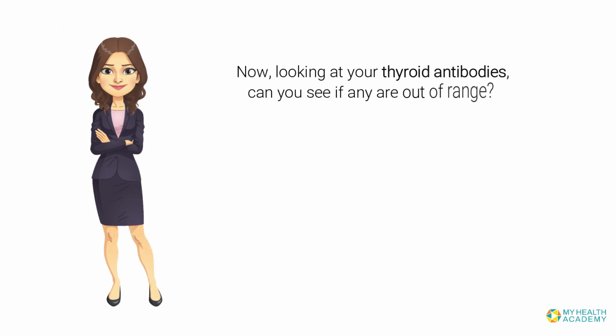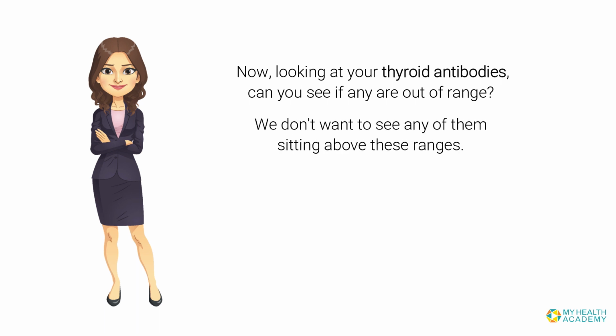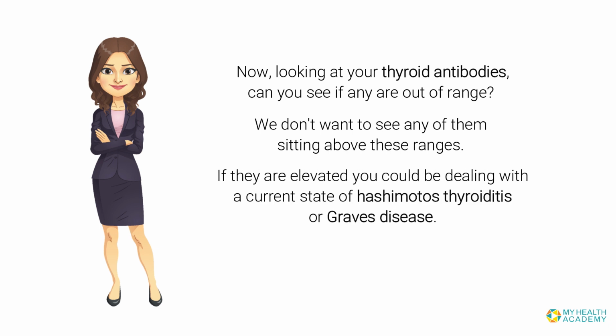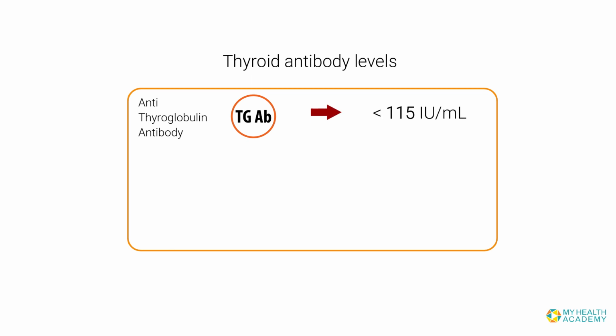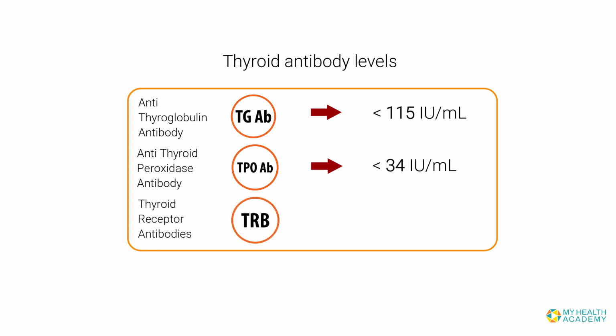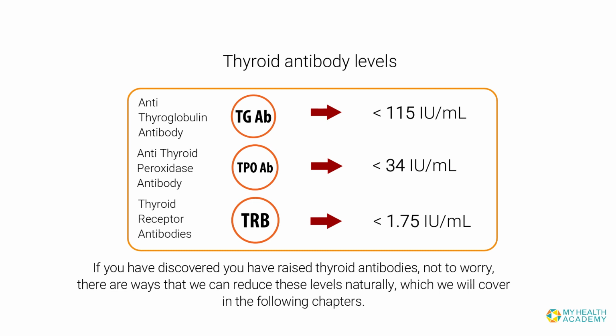Now, looking at your thyroid antibodies, can you see if any are out of range? We don't want to see any of them sitting above their ranges. If they are elevated, you could be dealing with a current state of Hashimoto's thyroiditis or Graves' disease. Please refer to this table to identify what your marker imbalances represent. Antithyroglobulin antibody should be less than 115. Antithyroid peroxidase antibody should be less than 34. Thyroid receptor antibodies should be less than 1.75. If you have discovered that you have raised thyroid antibodies, not to worry. There are ways that we can reduce these levels naturally, which we will cover in the following chapters.